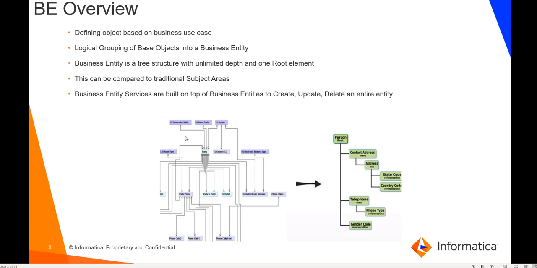If you see on the left side, I have a diagram from the MDM Hub schema view. So this is our party model. You see party and different BOs associated with party based on the hub configuration. On the right side, we have built a business entity model where person is the root. We have different child entities associated with it.